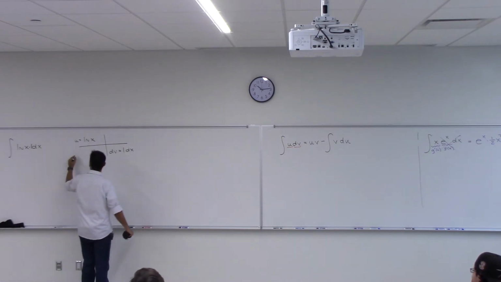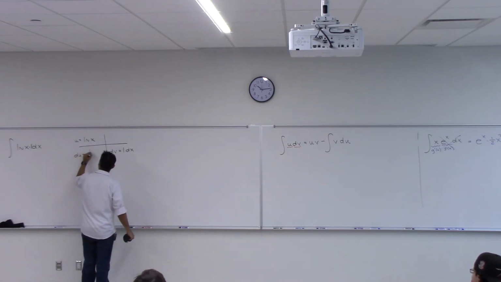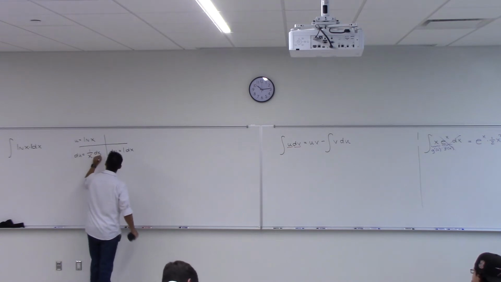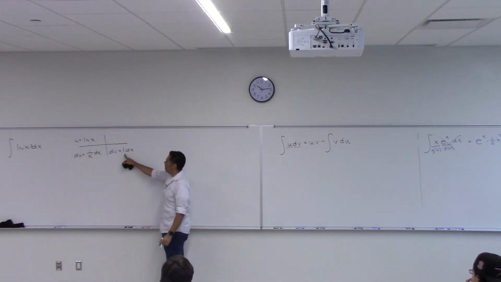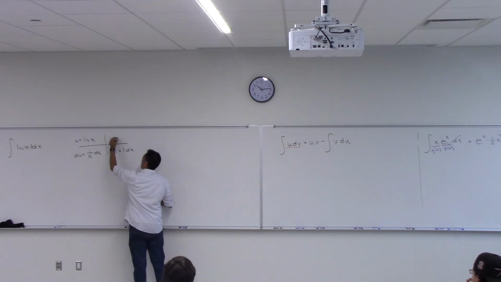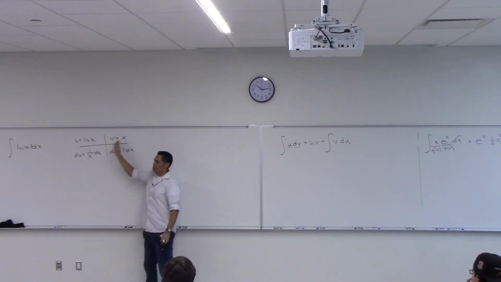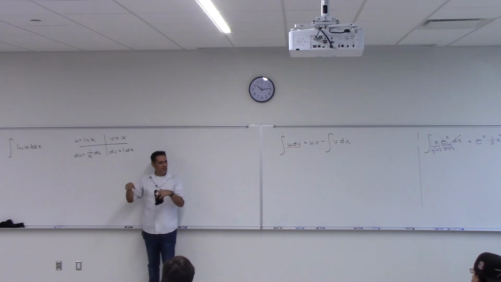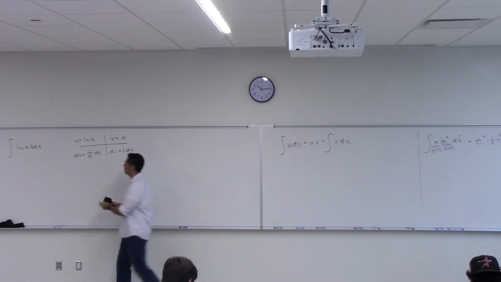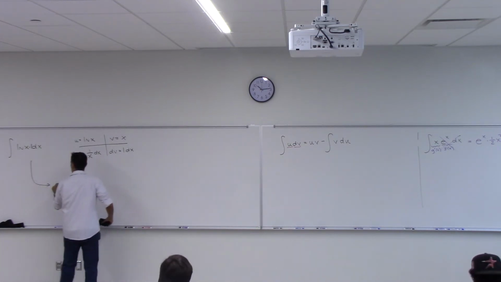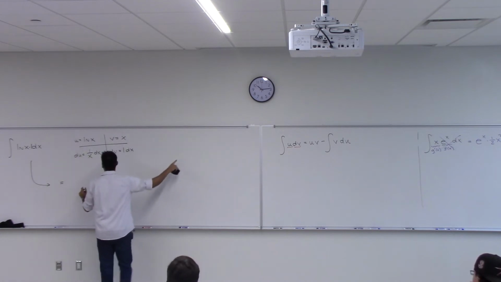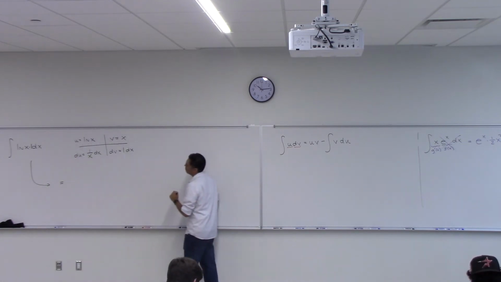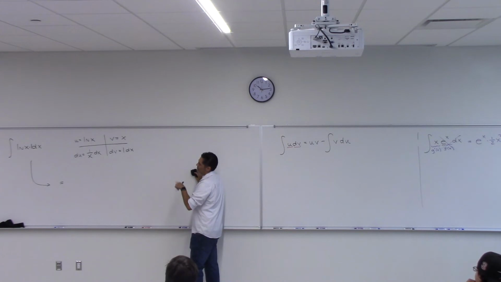Derivative of this? 1 over x dx, right? What's the antiderivative of 1? x. Look at voodoo. Don't those x's cancel and become a 1? Can you find the antiderivative of 1? I think so. This is going to be nice. So this is going to become, let's see, ultraviolet. What's ultraviolet for us? Natural log of x times x.